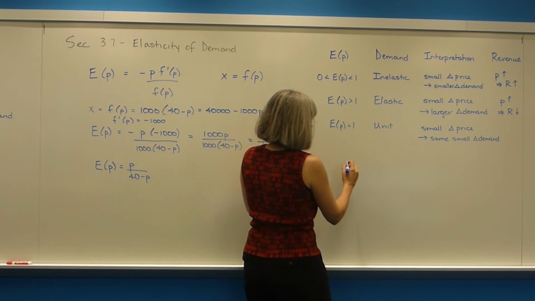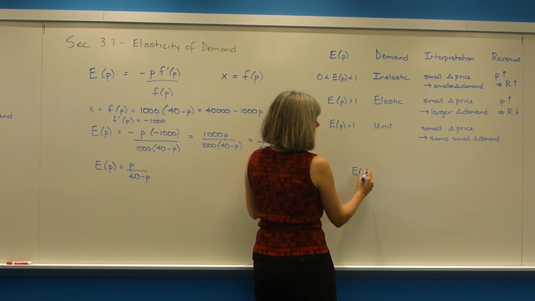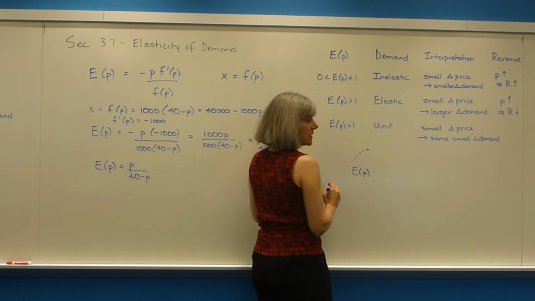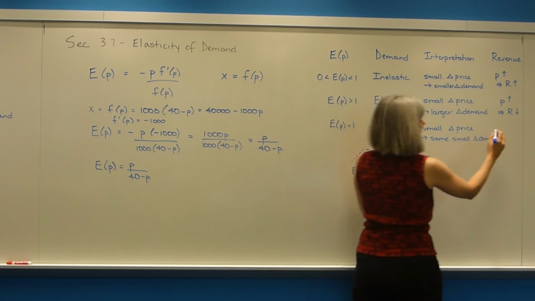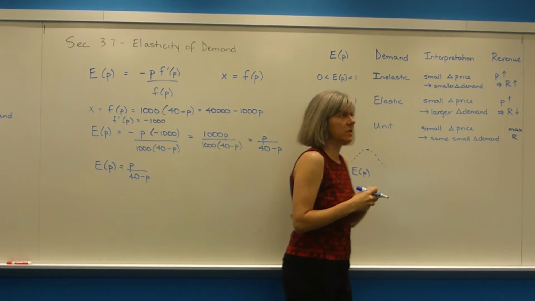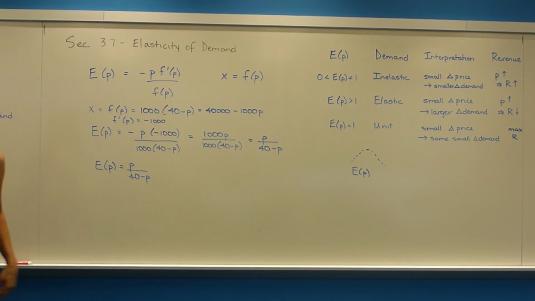So if you think about how this works out, when we're looking at E of p, initially our revenue is going up, and then we hit unit elasticity, and then our revenue is going down. So this turns out to happen where we have max revenue. So that's kind of interesting. We'll explore that in class. So let's come back over here and ask some questions.